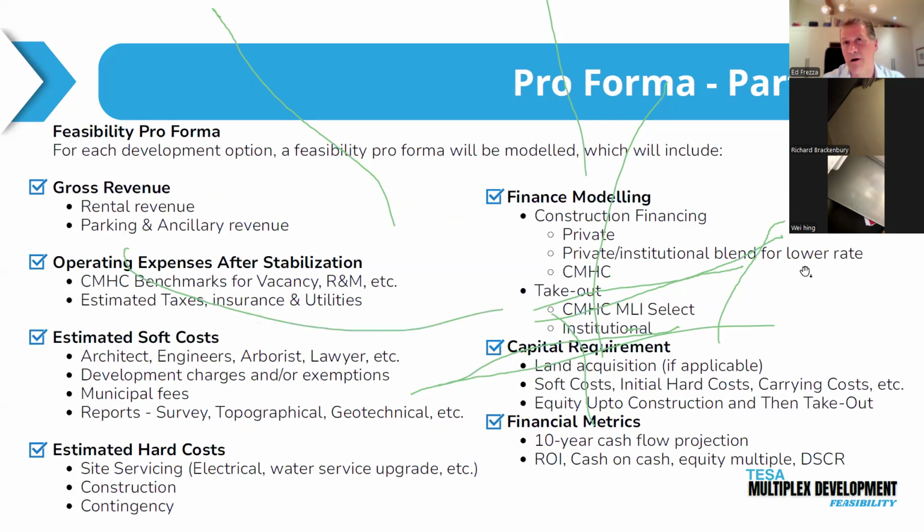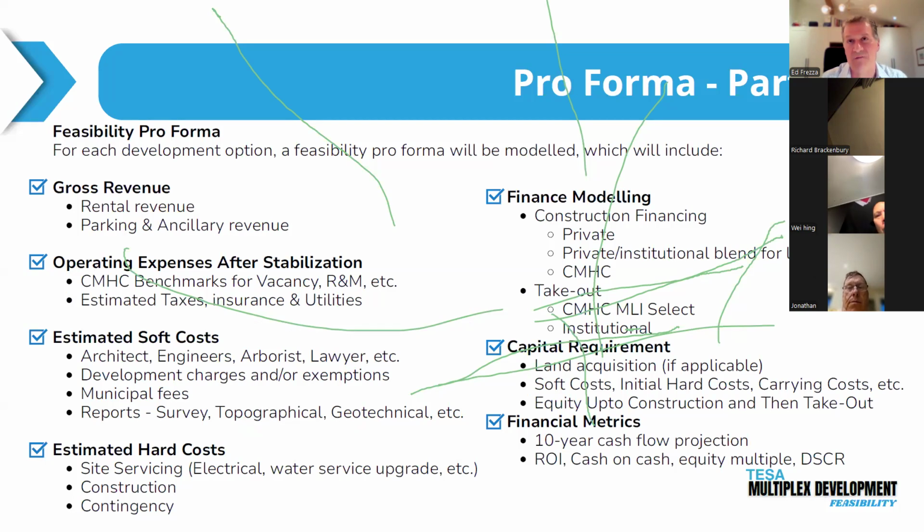Part four, the pro forma. We now take those rents and our knowledge of hard and soft costs and the costs associated with the development process and the financing. And there's three milestones of the financing. Number one is the financing of the acquisition of the property. Number two is the construction financing, and typically we're able to get clients 100% construction financing. And third, which is what people are really interested in, is the CMHC MLI Select takeout.